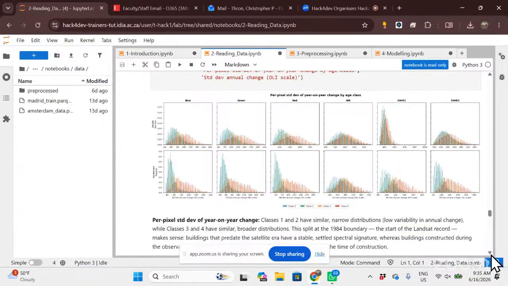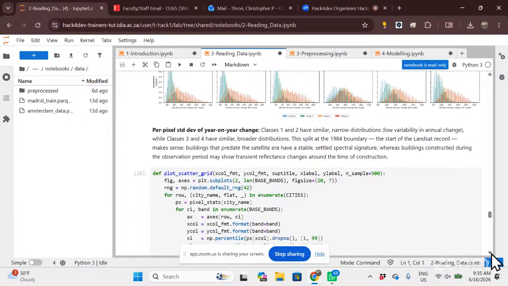And then this is the year-on-year change. What does year-on-year change mean? I take the value of 1984 and subtract it from the value of 1985. How much does it change between years? And I take the average of that. That's another thing that may be useful to look at.